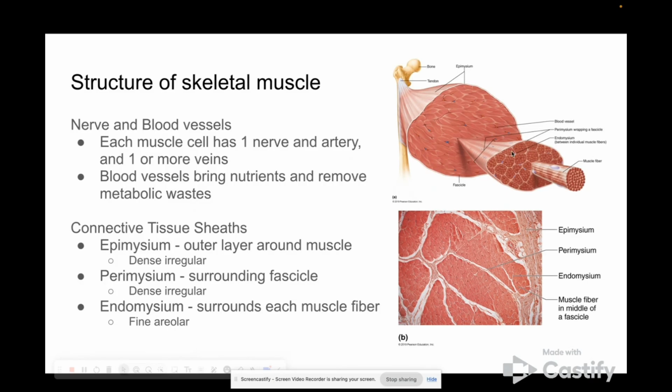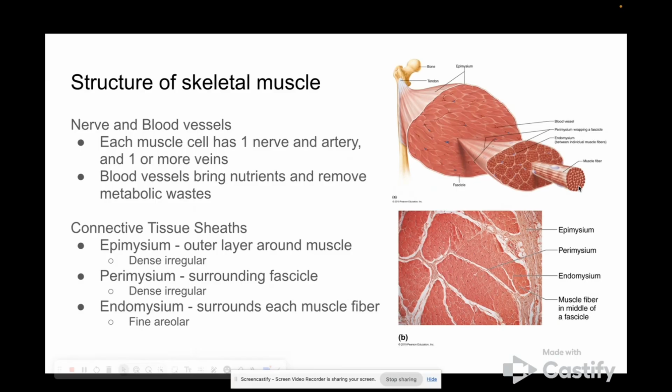The perimysium is what wraps a single fascicle, and it wraps a bundle of these muscle fibers here. All right, and then perimysium has dense, irregular connective tissue to it. The endomysium is what wraps each individual muscle fiber, and you find it in between each of these fibers. And the endomysium wraps a bundle of these myofibrils, these individual little dots that you see right here.